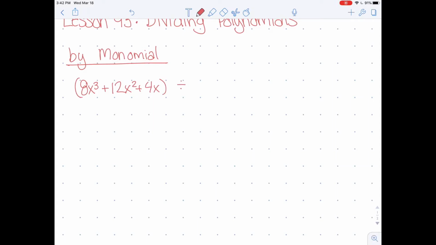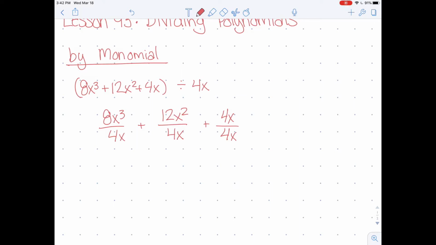divided by 4x. Okay, when it's just dividing by this one term, we're going to divide each individual term. So we're going to write 8x cubed over 4x plus 12x squared divided by 4x plus 4x divided by 4x. And we're going to get the same three terms back. It's just we're going to divide them.